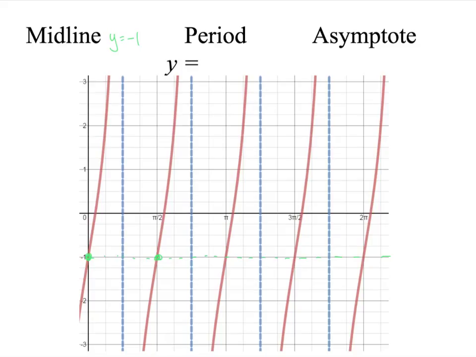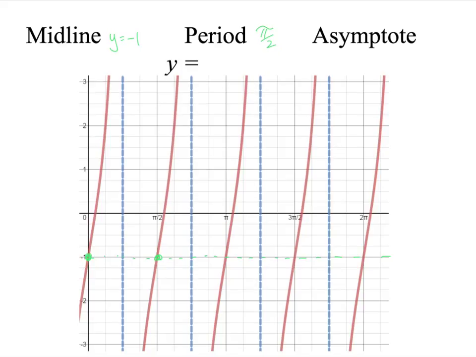My period: well, you look from this dot to this dot, you can see that, or you could think, how far is it from blue asymptote to blue asymptote? I think it's easier just to see this right here, from here to here. Hopefully you can see that would be 0 to pi over 2. So my period is pi over 2.